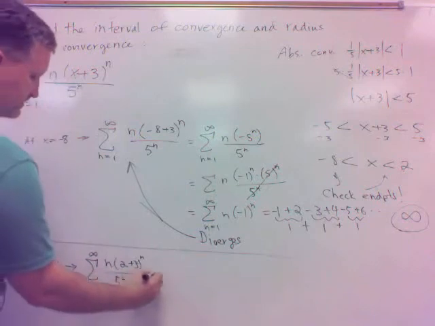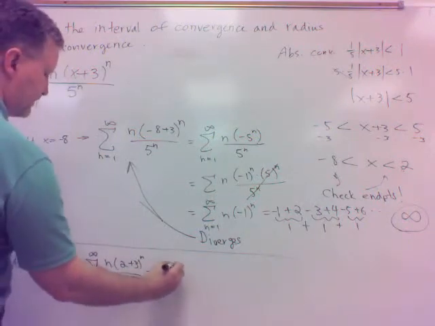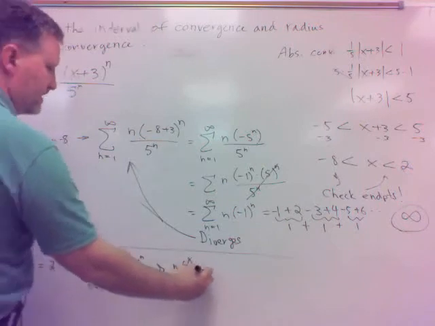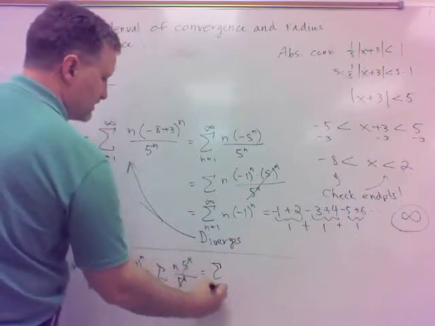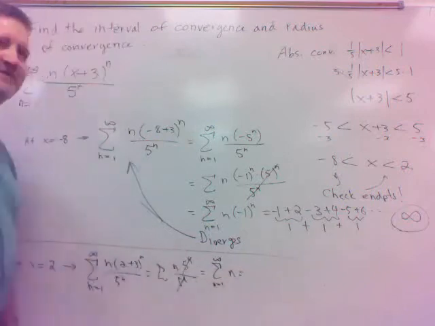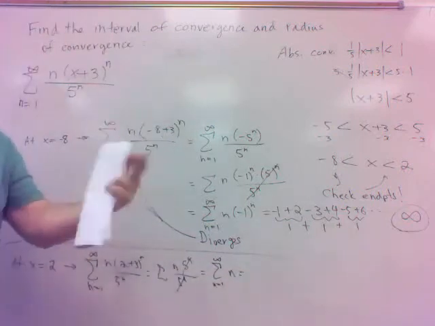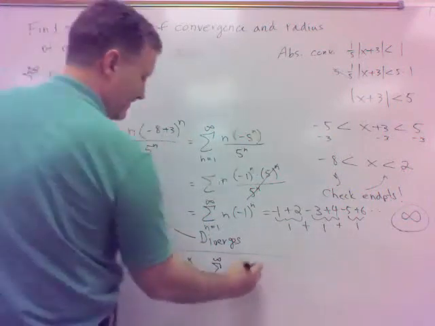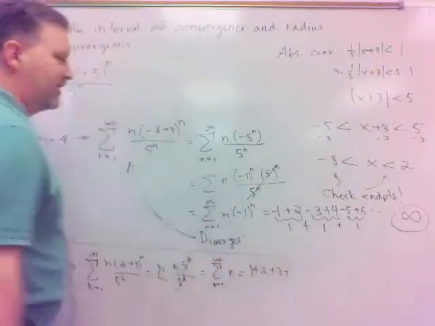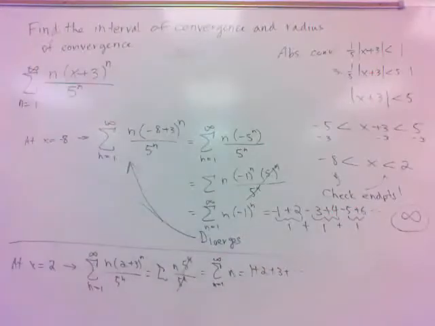Hey, that's just series of n times 5 to the n over 5 to the n. Of course, 5 to the n's cancel, so it's just the series n equals 1 to infinity of n, which is 1 plus 2 plus 3 plus 4. What's that going to do? That's just going to keep getting bigger and bigger and bigger, so that's going to be divergent too.